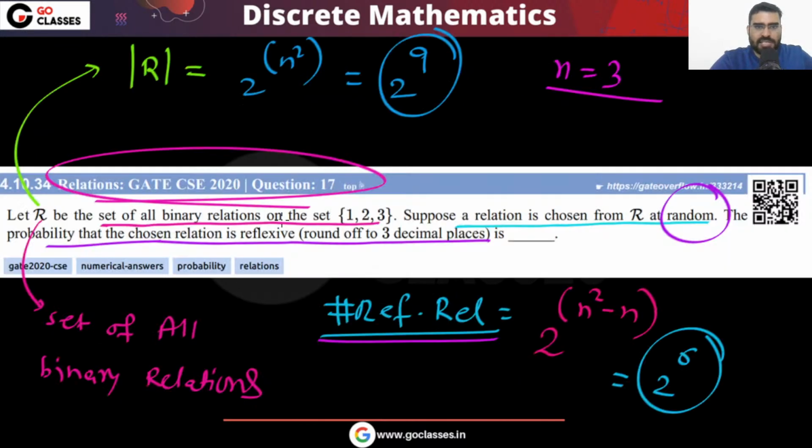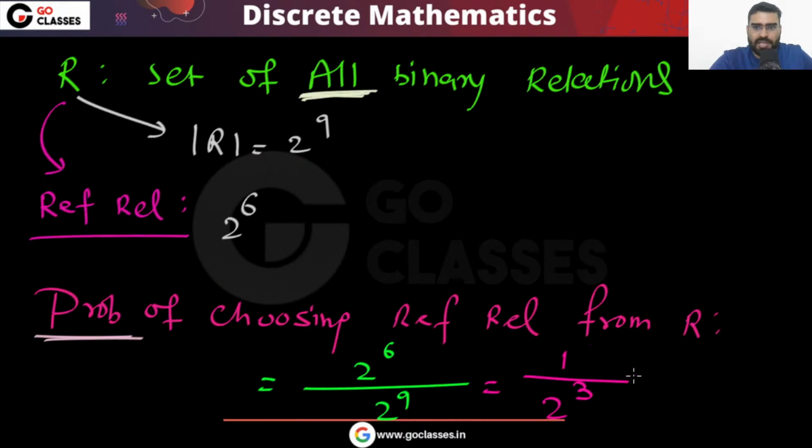Now the question is asking, what is the probability? Round off to 3 decimal places. So the answer will be 1 divided by 8. You can calculate this, 1 divided by 8.